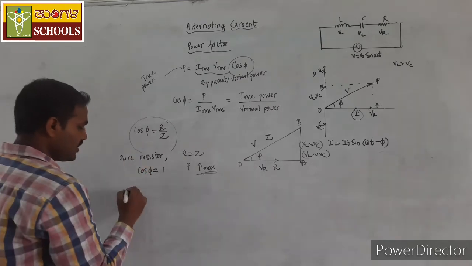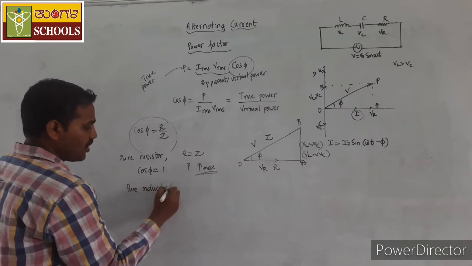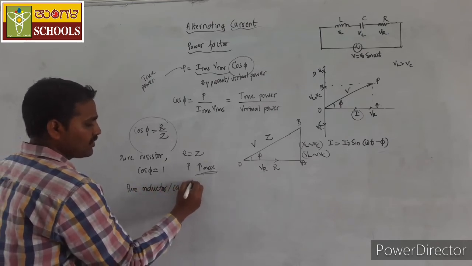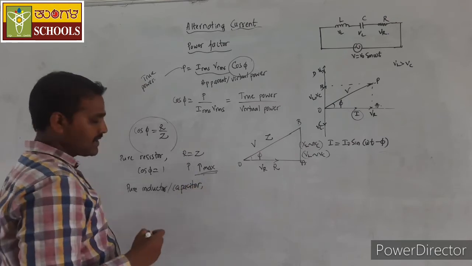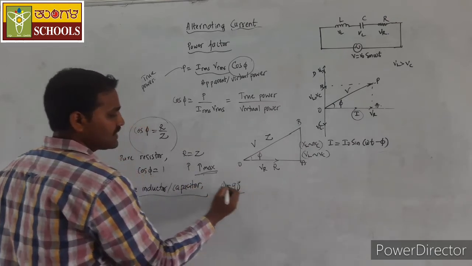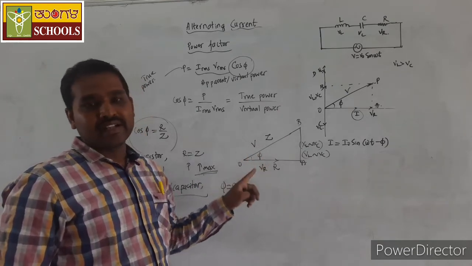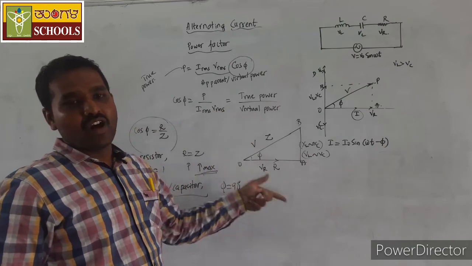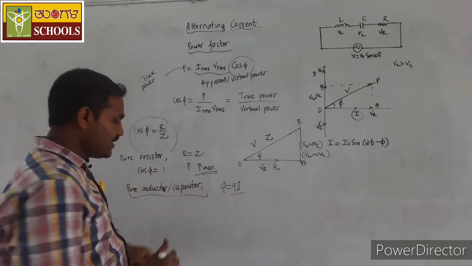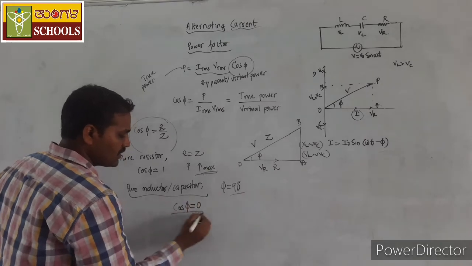Similarly, if we have a pure inductor or capacitor circuit, the phi value will be equal to what? 90 degrees. The phase difference between the voltage and the current will be 90 degrees, either plus 90 degrees or minus 90 degrees. In both the cases, cos phi is equal to 0.